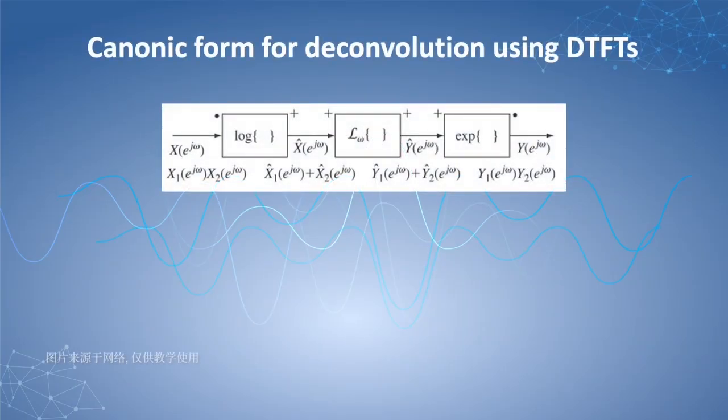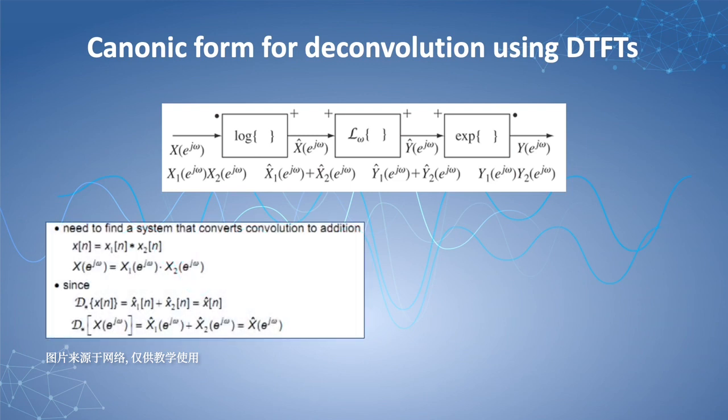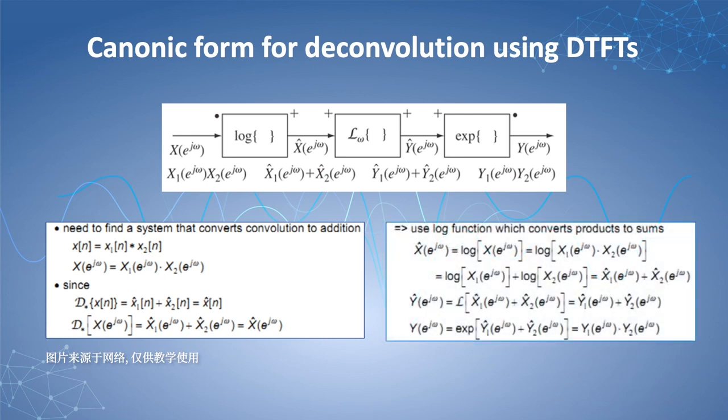We can get the canonic form for deconvolution using DTFT. The first problem is to find a system that converts convolution to addition. Convolution operation is a multiplication form in the frequency domain. After the process with DTFT, we could use the logarithmic function to convert products to sums. Thus, in frequency domain, the homomorphic system makes multiplicative operation into linear additive operation.